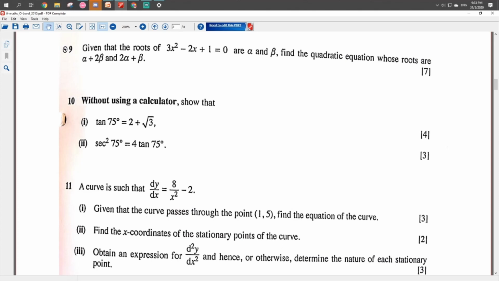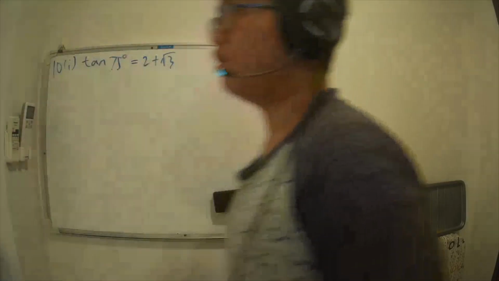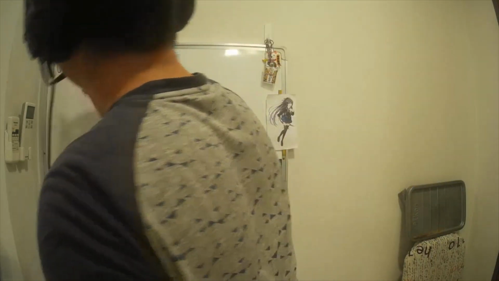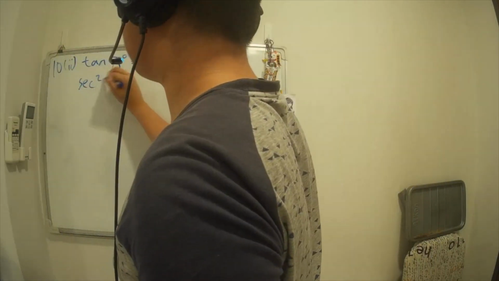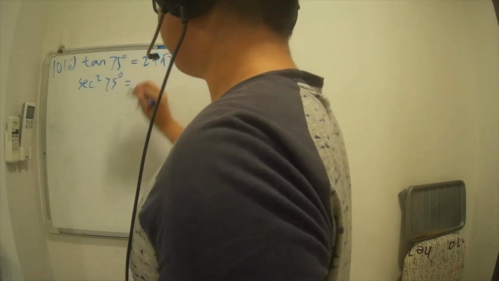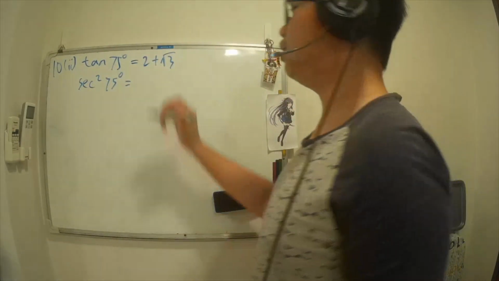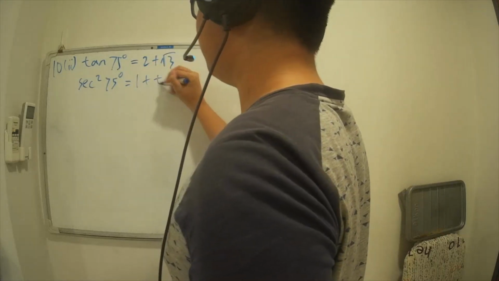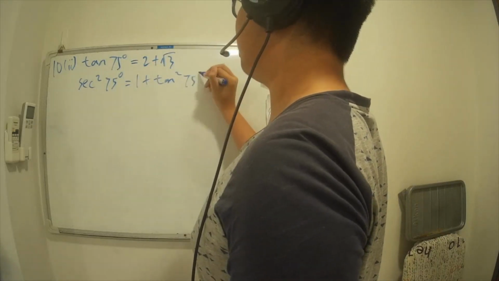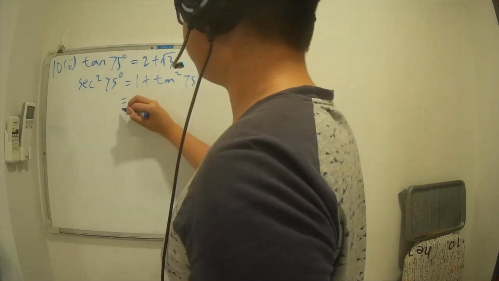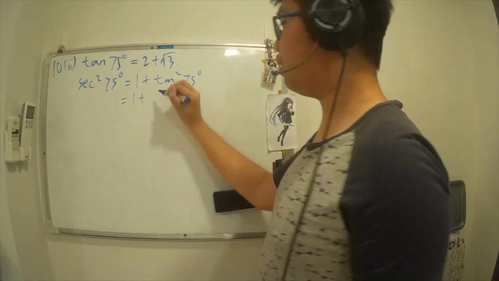So for the second part, we need to show secant squared 75 degrees equals 4 tangent 75 degrees. Okay, so here's what I'm going to do. Alright, so we know that we want to find secant squared 75 degrees, right? We're going to apply one of our identities. This is equal to 1 plus tangent squared 75 degrees, right? And this is equal to 1 plus this thing squared.